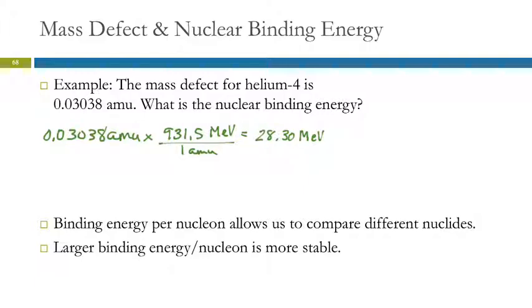You can compare that nuclear binding energy as a ratio of binding energy per nucleon. So for helium-4, it has 4 nucleons, so you would divide this by 4. And then you can compare the binding energy with different atoms, different nuclides, and we see that a larger binding energy equates to a more stable nuclide.